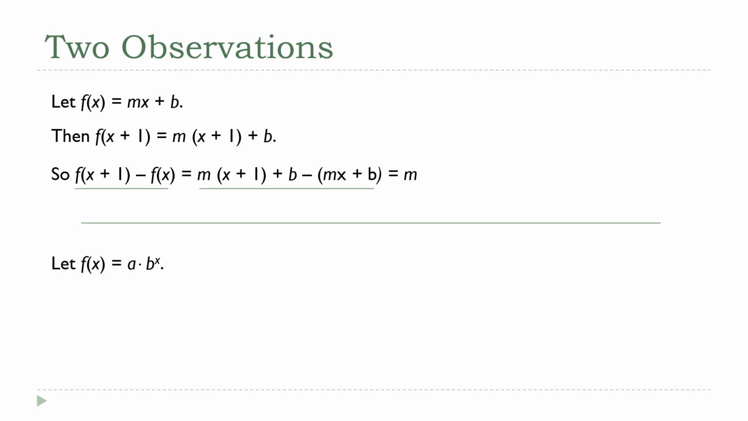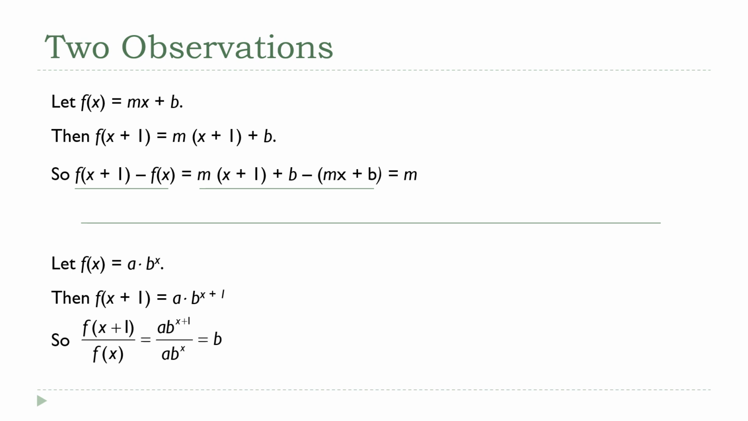Say we have this generic exponential function, f of x equals a times b to the x. I'm going to do the same thing. What's f of x plus 1? Well, that's a times b to the x plus 1. This time, instead of subtracting them, I'm going to divide them. So I'm going to do f of x plus 1 divided by f of x. That's a b to the x plus 1 over a b to the x. Simplify the exponents, cancel the a's. That comes out to a constant. It comes out to the base, specifically.